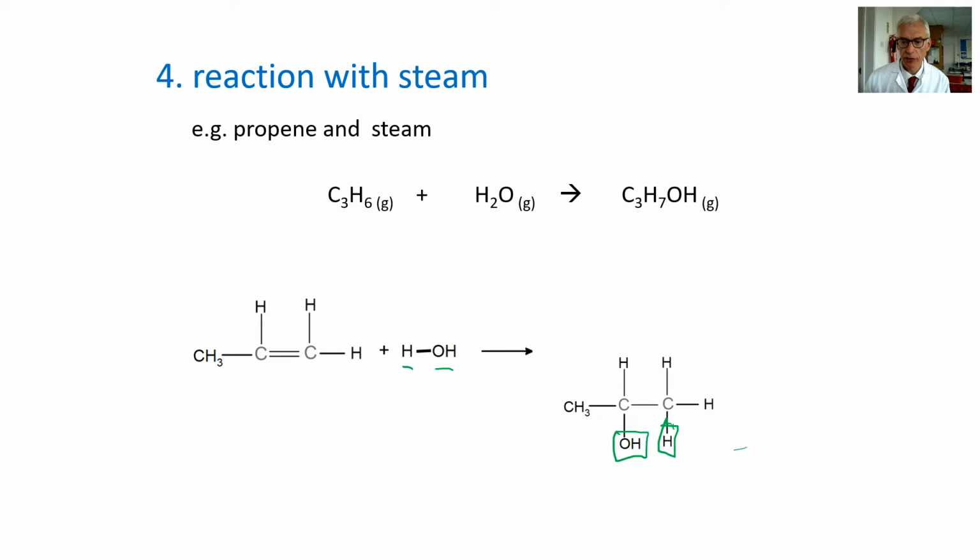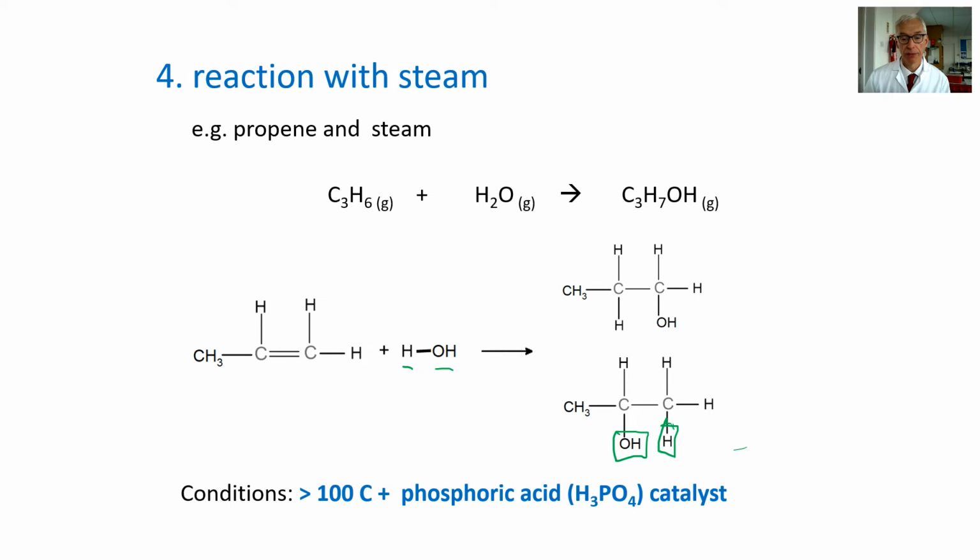But some of you may not have drawn that product. Some of you may have drawn an alternative. And yes, both those products are possible: propan-1-ol and the lower propan-2-ol. However, they're not made in equal proportions. We have a major product, which is the propan-2-ol, and a minor product, which is propan-1-ol.